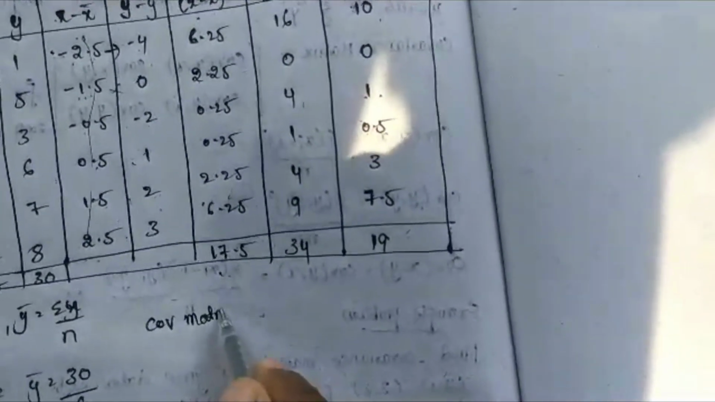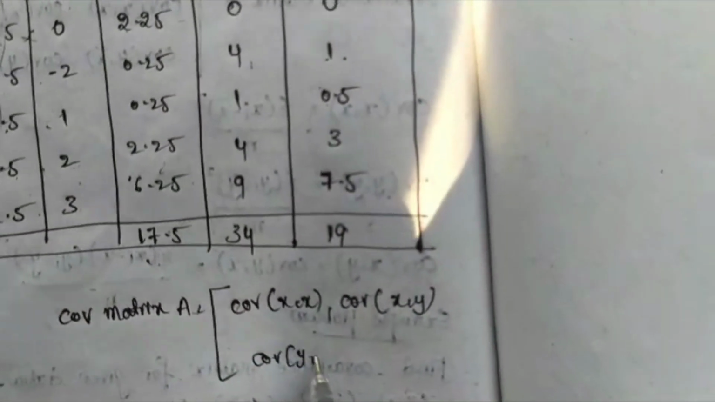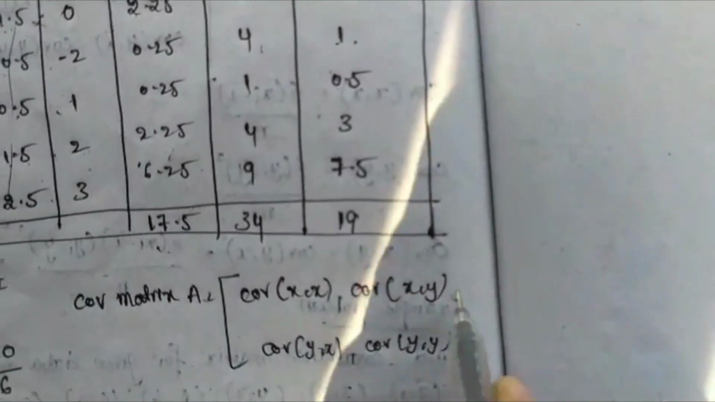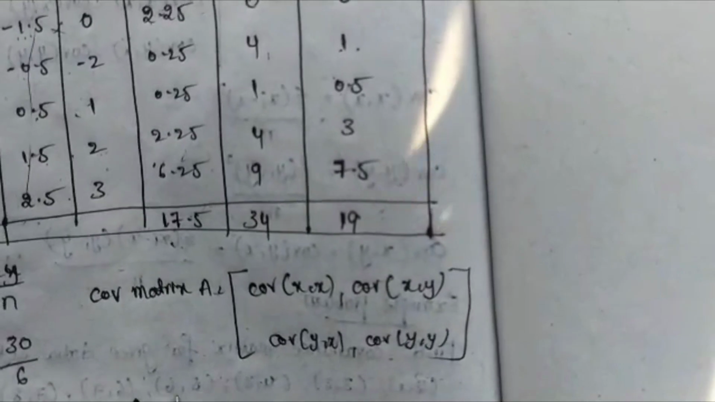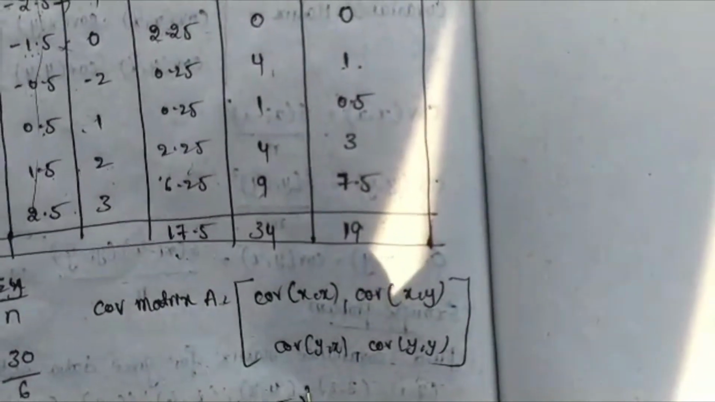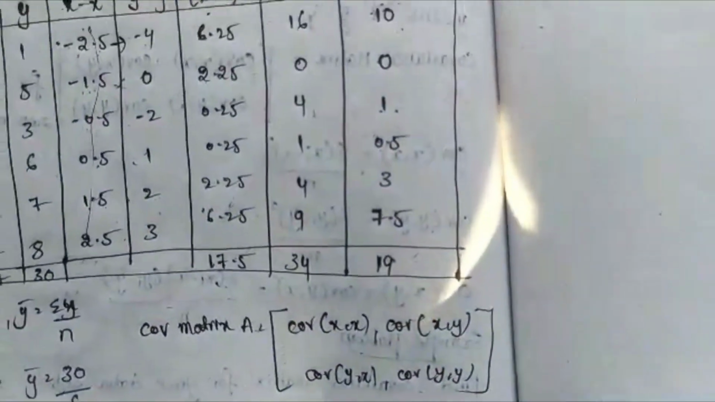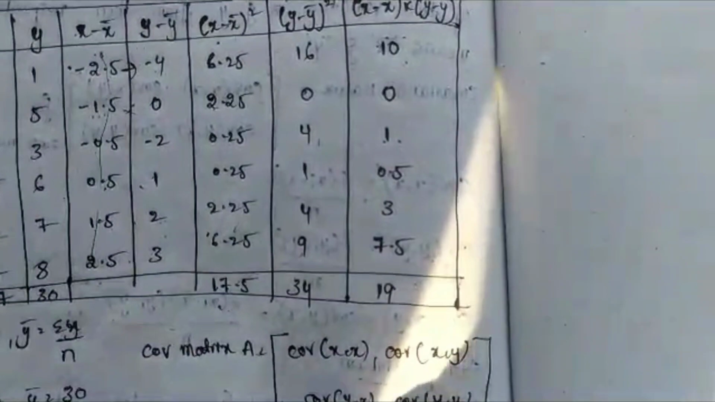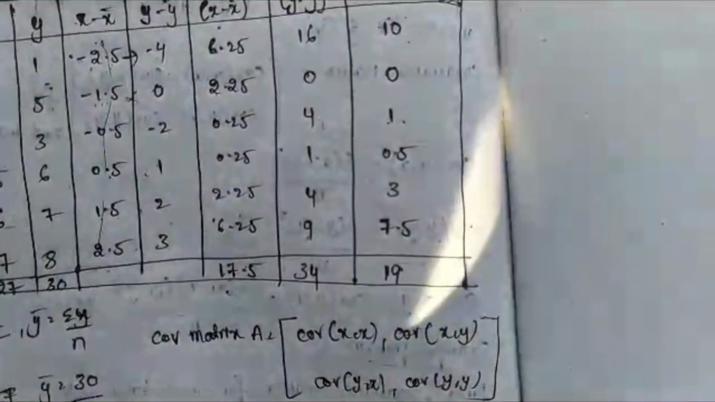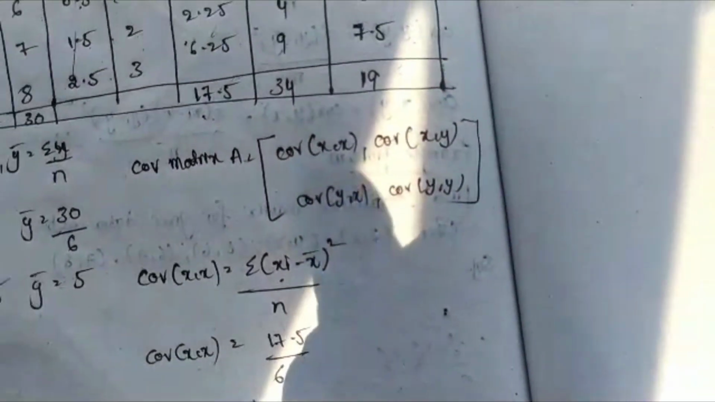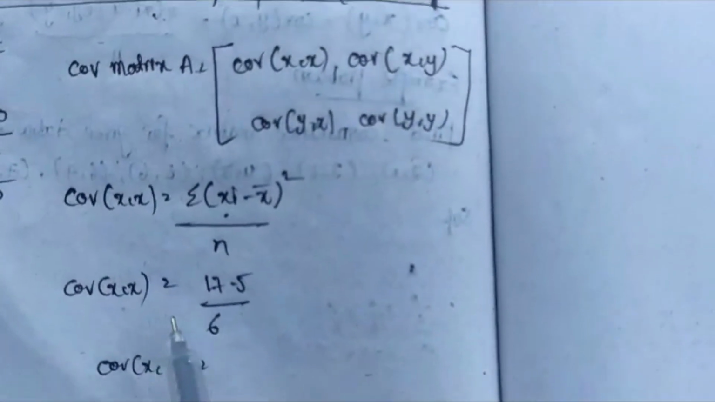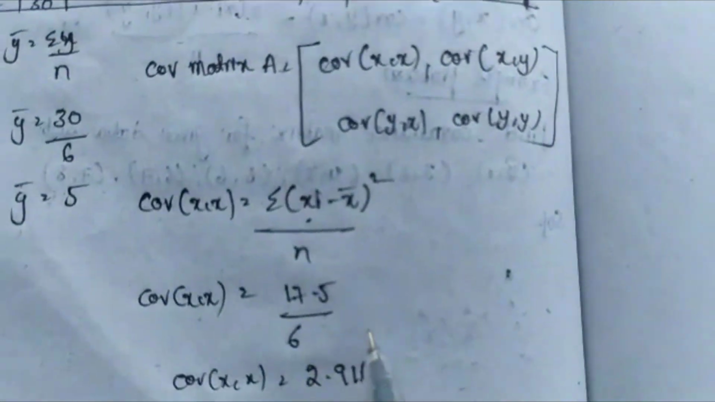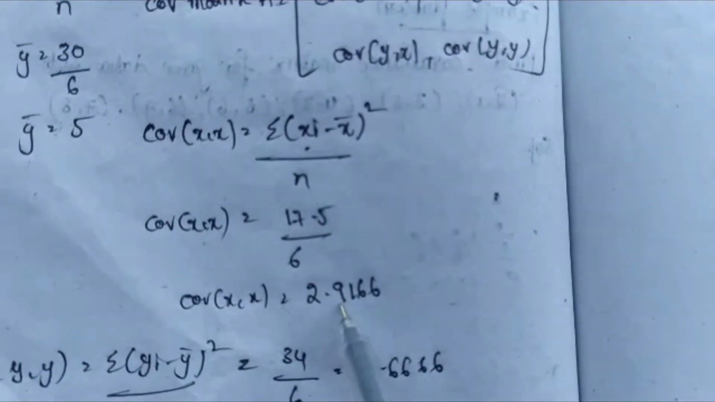Covariance matrix A equals covariance of x, x, covariance of x, y, covariance of y, x, covariance of y, y. Covariance of x, x means summation of xi minus x bar whole square by n. The value of summation xi minus x bar whole square is 17.5 and n is 6. So covariance of x, x is 17.5 by 6, which gives the value 2.9166.